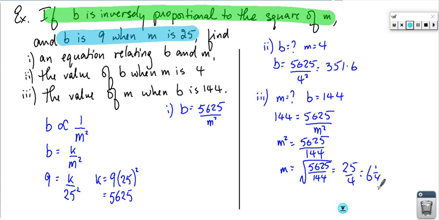So that's about variations. Those are direct and inverse variations.